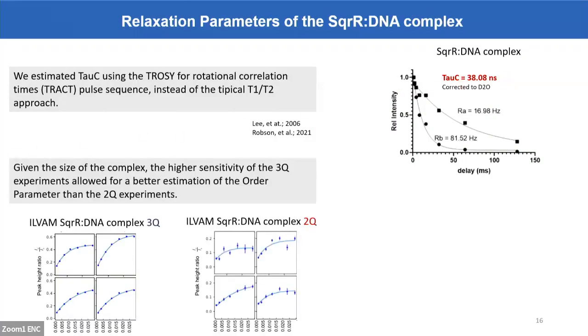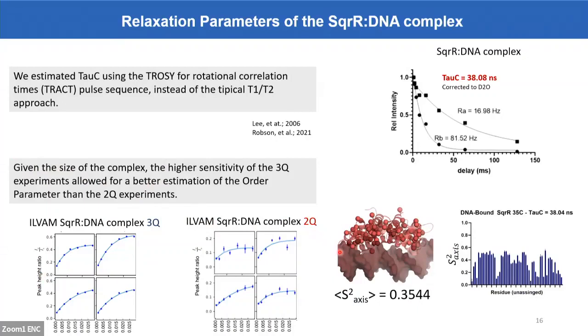And again, given the size of the complex, the higher sensitivity of the triple quantum experiments allows for a better estimation of the axial order parameter than the double quantum. And we can see that in the fits for the peak ratio between the forbidden and the allowed transitions, the triple quantum experiments show a much better fit than the double quantum experiments, because those spectra were much more noisy. So what we got was this value for the average axial order parameter for the DNA bound complex, 0.3544.